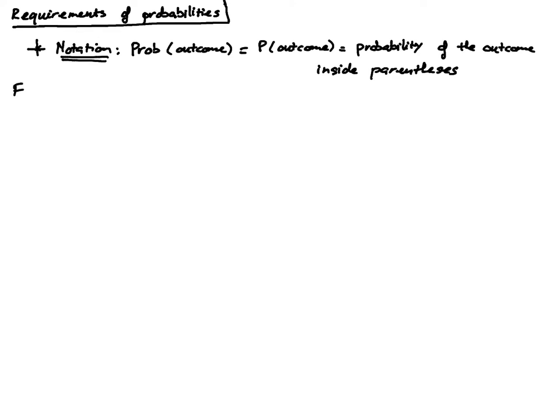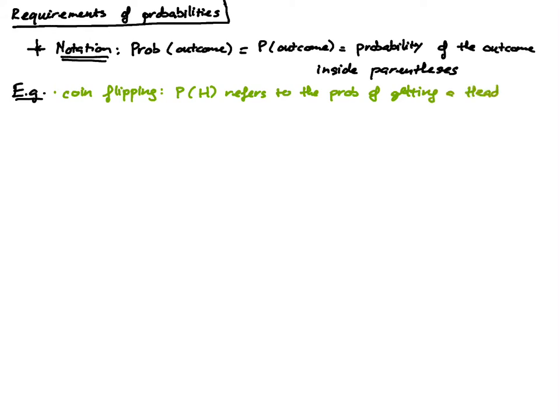So for example, suppose you flip a coin. Then P(H) refers to the probability of getting a head. Okay.